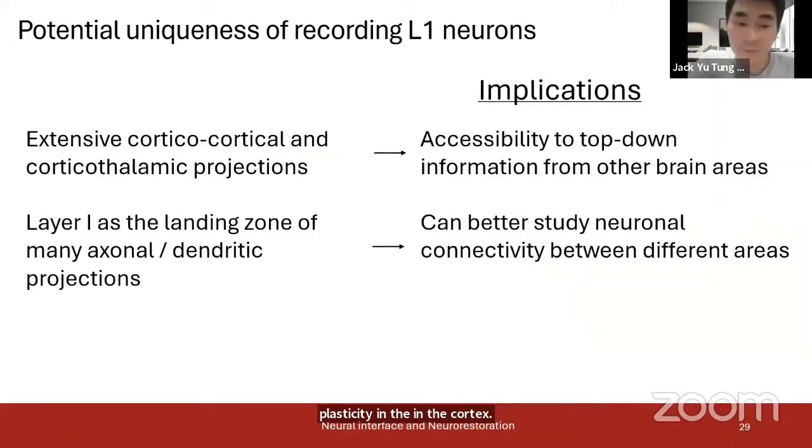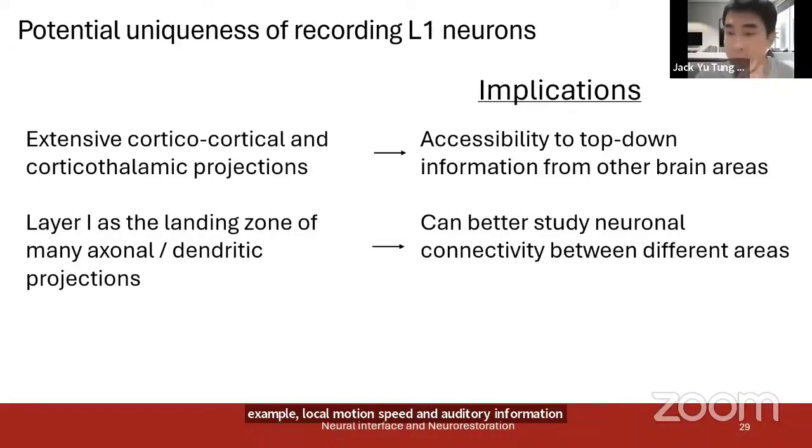So recording from these layer 1 neurons, which lie the closest to micro-ECOG arrays, as I mentioned, may give rise to a few advantages as opposed to recording from deeper neurons. Firstly, because layer 1 is an important site for top-down integration of information with extensive cortical and cortical-thalamic projections, as we have seen earlier, we may be able to extract some information features that are derived from cortical areas distant from the area that the recording is done on. So for example, locomotion speed and auditory information from the visual cortex, as per the previous example.